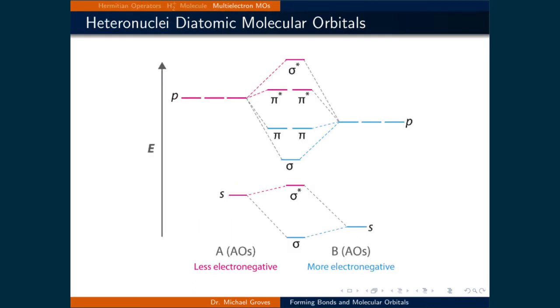We can also build molecular orbital diagrams for diatomics made up of two different atoms. The exact molecular orbital diagram depends on the wave function solutions to the Schrodinger equation. However, the energy of the bonding orbitals are more closely aligned with the energy levels of the more electronegative atom, while the energy of the antibonding orbitals are more closely aligned with the less electronegative atom.